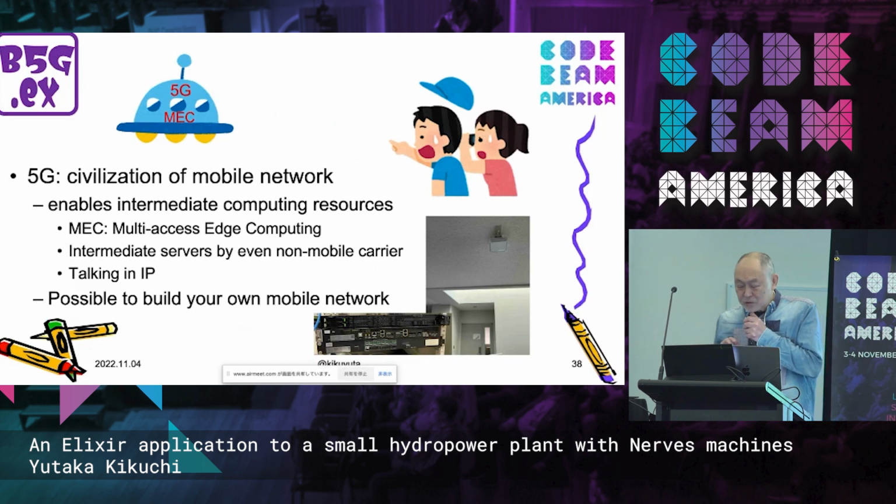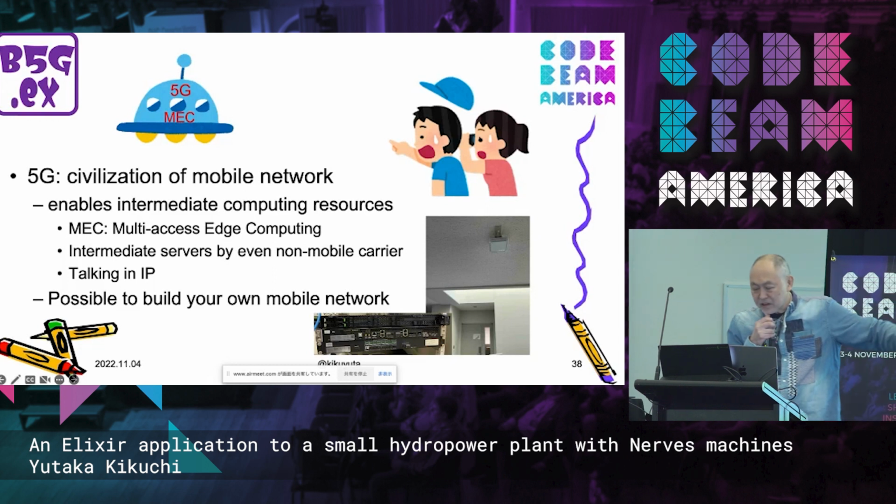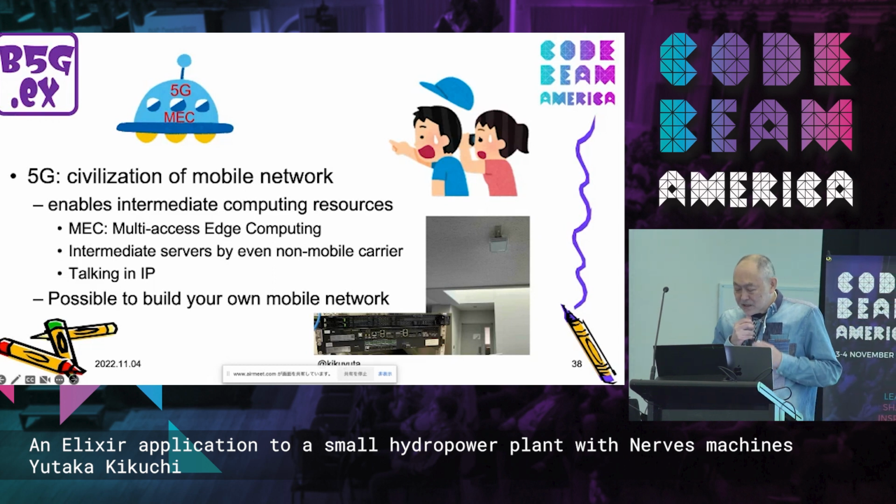Those are computing resources spread in the network, talking in IP. And surprisingly, we can attach our own 5G base station to the network, even if we are not a mobile carrier. It is a kind of civilization of mobile networks. The photos on the right-hand side show the local 5G core and its antenna for our research at our university.